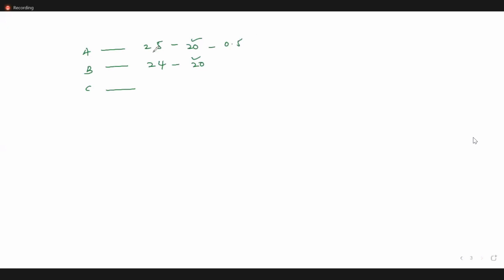So for the CBSE, please look here. 25 questions they will give you in the section, so you need to attempt only 20 questions. 0.5 marks each question, so you will get around 10 marks, right? And in section B, you are having 24 questions. You need to attempt 20. So how many marks here? 1 mark into 20, it is around 20 marks.